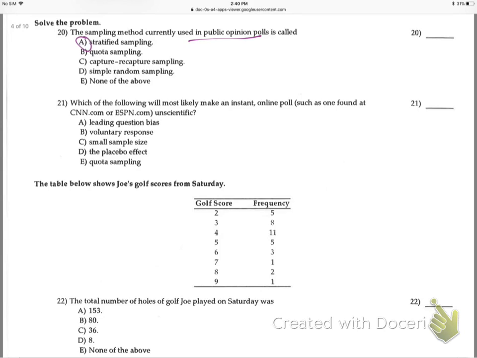Which of the following will most likely make an instant online poll, CNN.com, ESPN.com, unscientific? What is the error that they make a lot of times in that? It is voluntary response. Because remember I told you that many people don't respond? Non-response bias.